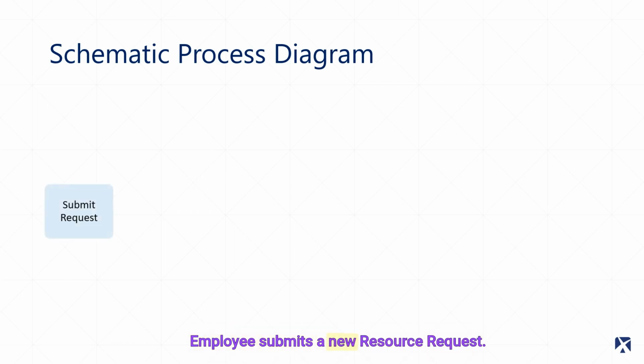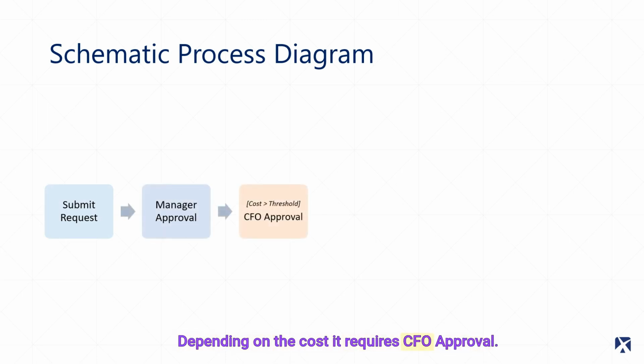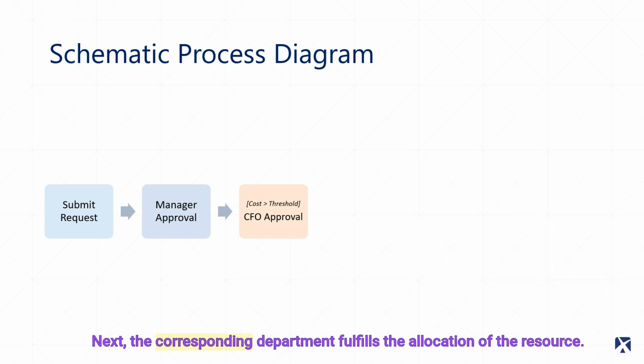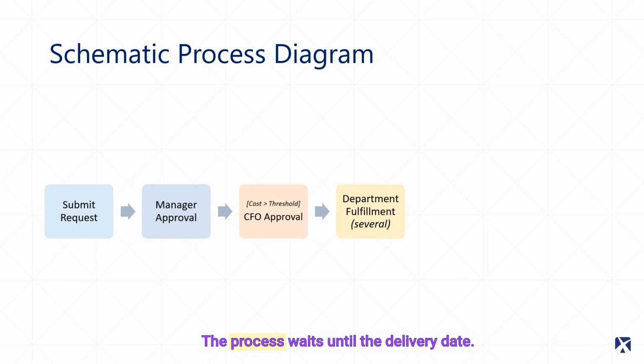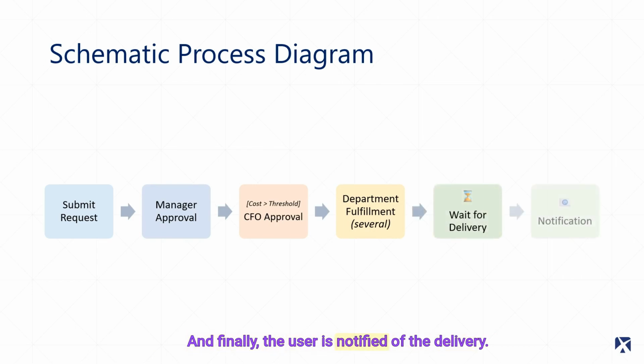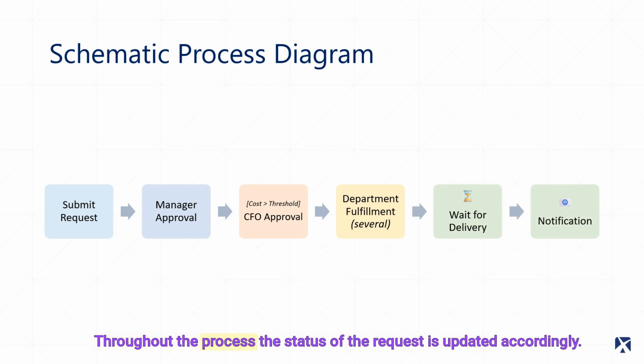Employee submits a new resource request. Manager approves or rejects the request. Depending on the cost, it requires CFO approval. Next, the corresponding department fulfills the allocation of the resource. The process waits until the delivery date. And finally, the user is notified of the delivery. Throughout the process, the status of the request is updated accordingly.